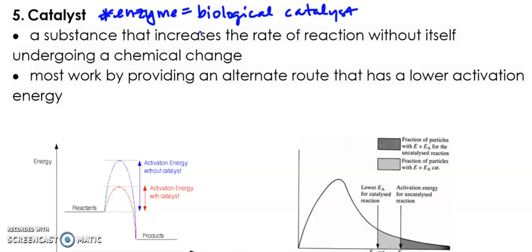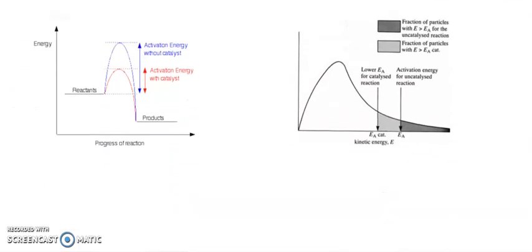So catalysts don't get used up, they're not a reactant or a product, they just speed it up. And what they do is they provide an alternate route with, and this is the key right here, a lower activation energy. So they lower that hump. So in this first diagram, the first graph, we have an enthalpy diagram for an exothermic reaction, right? Your reactants start higher, they lose energy, so your products are lower.